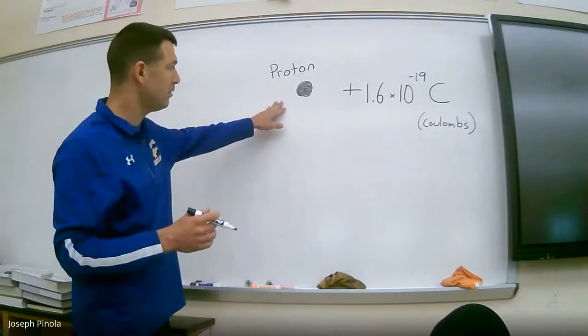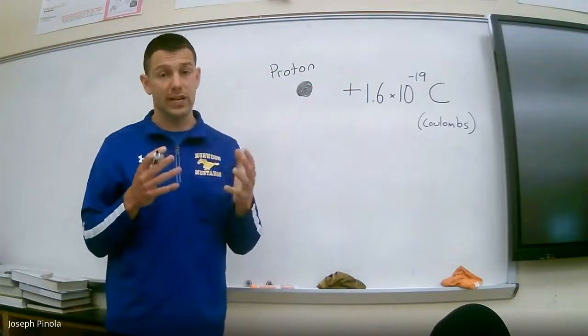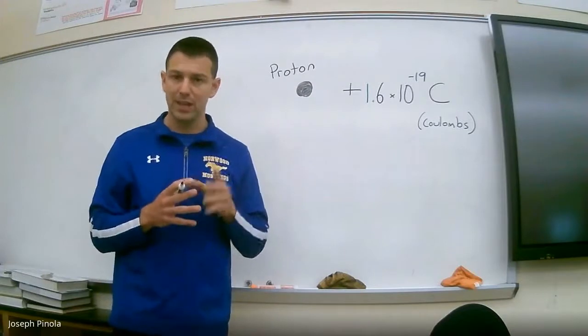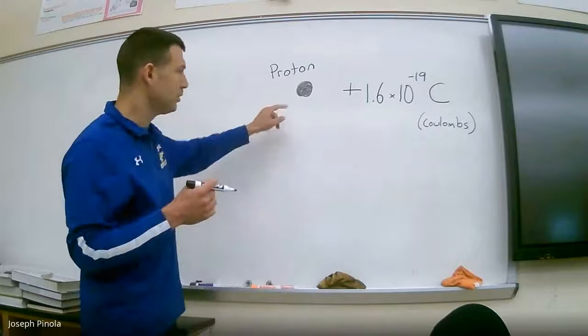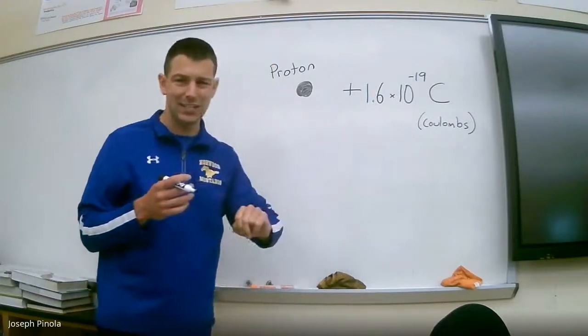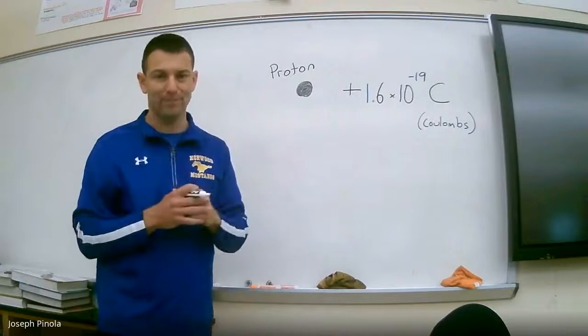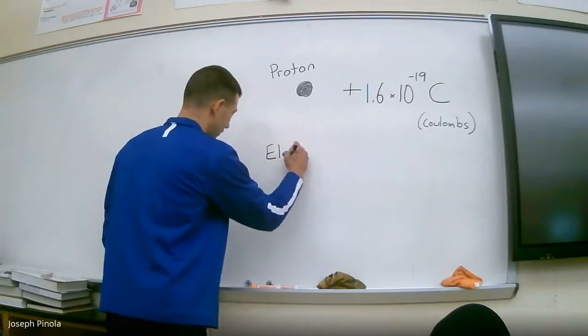So hopefully now you see that coulombs are the unit that we as scientists measure charge in. And 1 coulomb is actually a lot of charge because protons carry only 1.6 times 10 to the negative 19th coulombs for each one of them. So if this is a proton, let's now draw an electron.